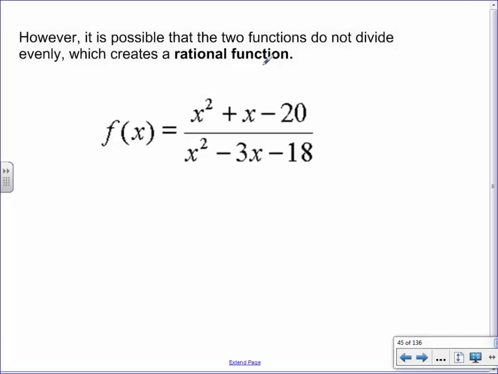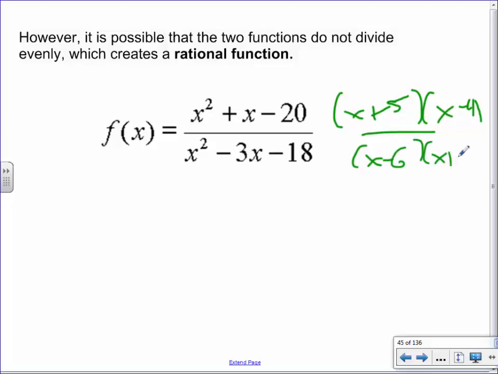However, it's possible that the two functions do not divide evenly, right? So let's just factor these real quick. This would be x plus 5 with x minus 4. This is going to be x minus 6 with x plus 3. I'm not expecting this to look linear or quadratic with a hole in it. I'm expecting this to look crazy.